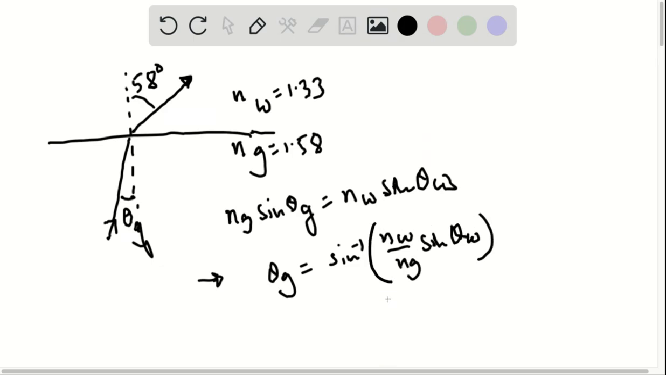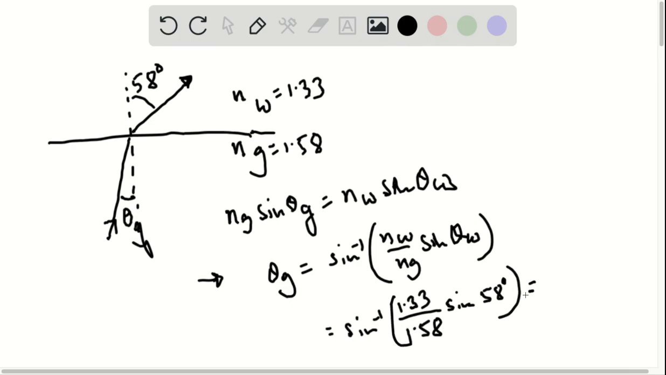Putting the numbers in, it gets sine inverse. And water is 1.33 and glass is 1.58 times sine of 58 degree. And this comes out to be 45.5 degree. And the picture is already drawn.